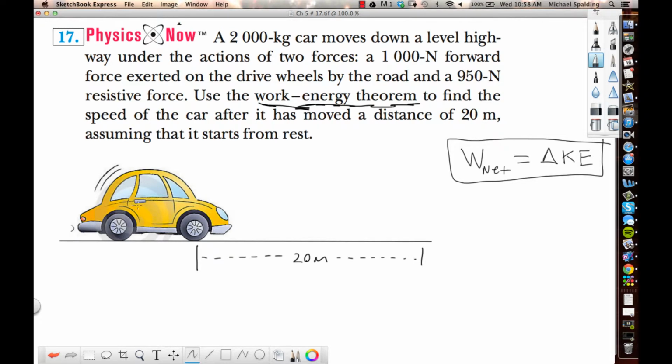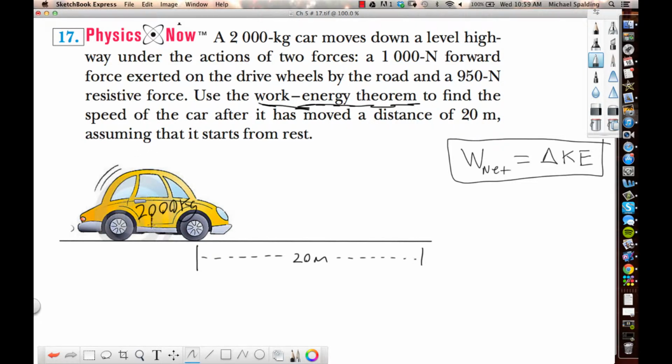So we have a 2,000 kilogram car. We're told that two forces are acting on it. What does it say here? A 2,000 kilogram car moves down a level highway under the actions of two forces. So hey, let's do a free body diagram, so we can see everything.